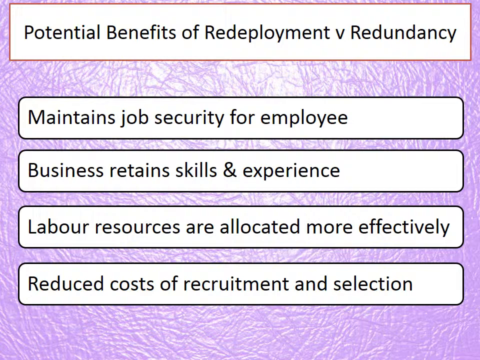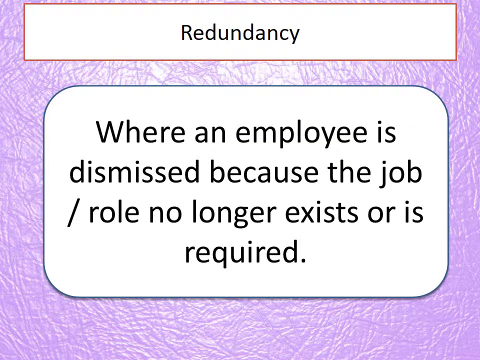So benefits of employment versus redundancy. So employment means that you are maintaining job security for your employee, so they feel safer. You retain skills and experience. So people who already know how to work your computer systems will stay in the company. They'll just be maybe moved to a different area where they can still use those skills. Labour resources are allocated more effectively. So you're not having to hire in or anything like that. You're not going to lose people. They're just being moved to a different section. And then you've got reduced costs of recruitment and selection, as well as training. So you don't have to worry about getting new people in. They already exist.